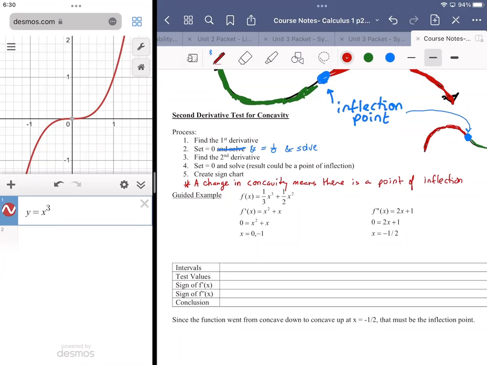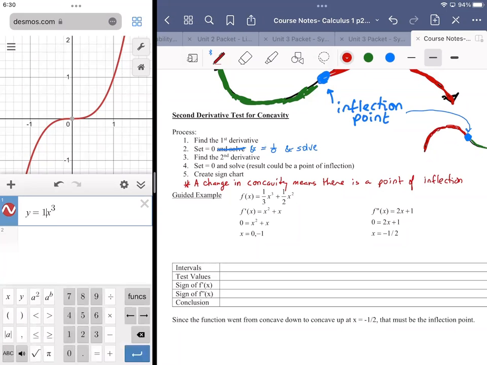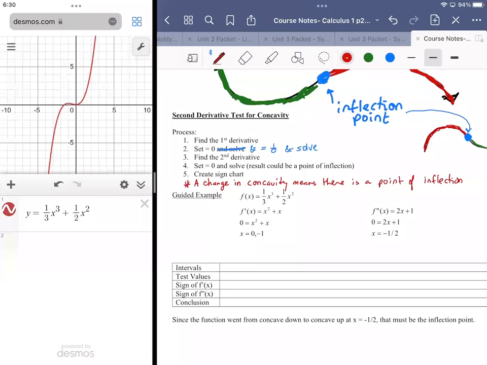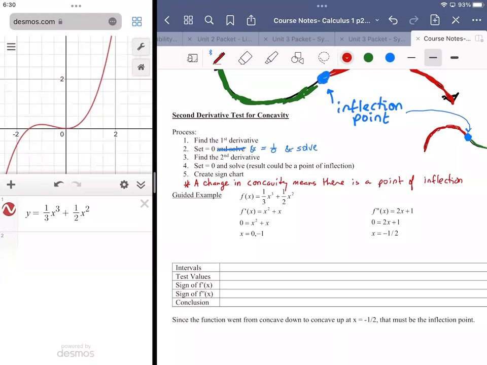So we have this function, f of x equals 1/3 x cubed plus 1/2 x squared. I'll pop it in. So this is what my function looks like. I can bring it in a little bit. You see that there's some concavity over here. We have downward concavity, then some sort of transition in this neighborhood, and then upward concavity.